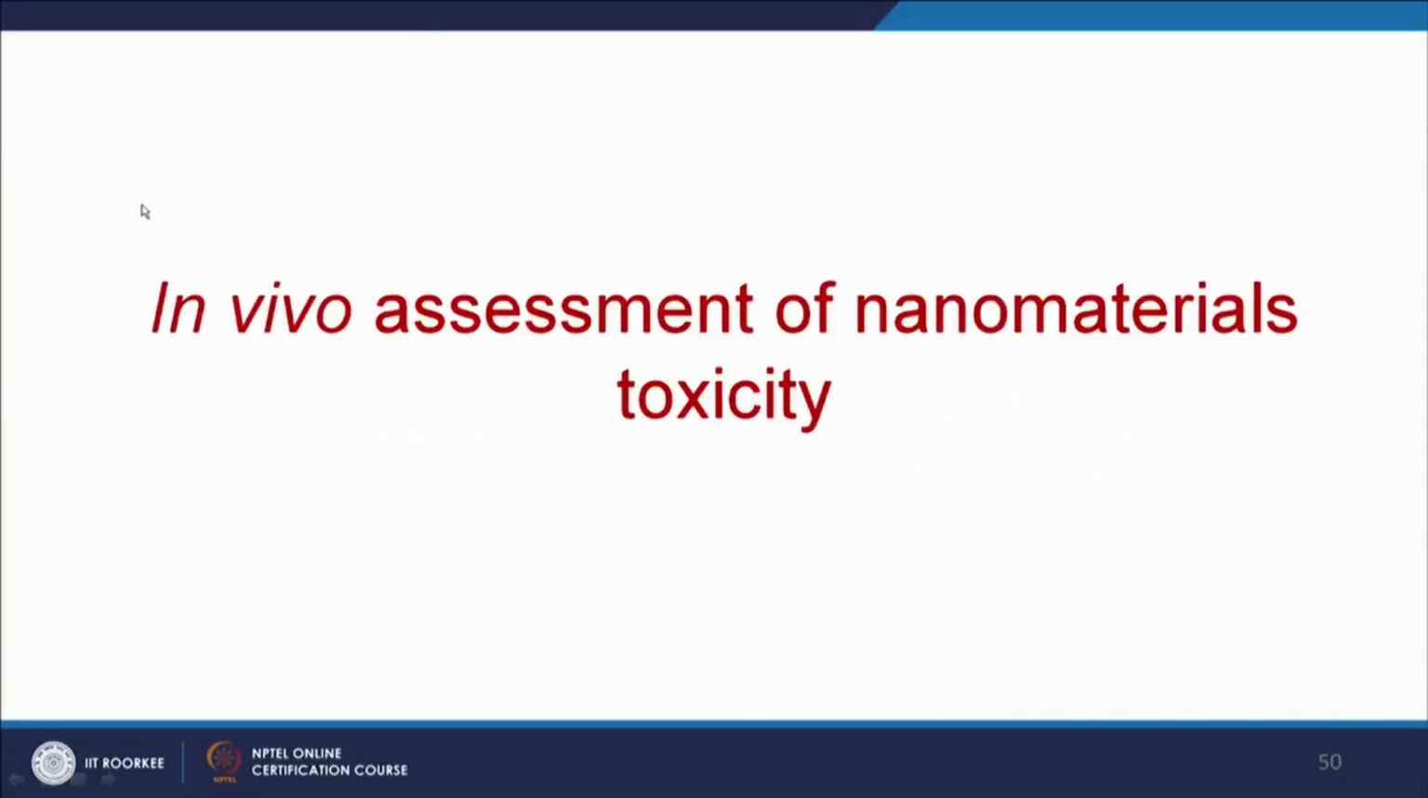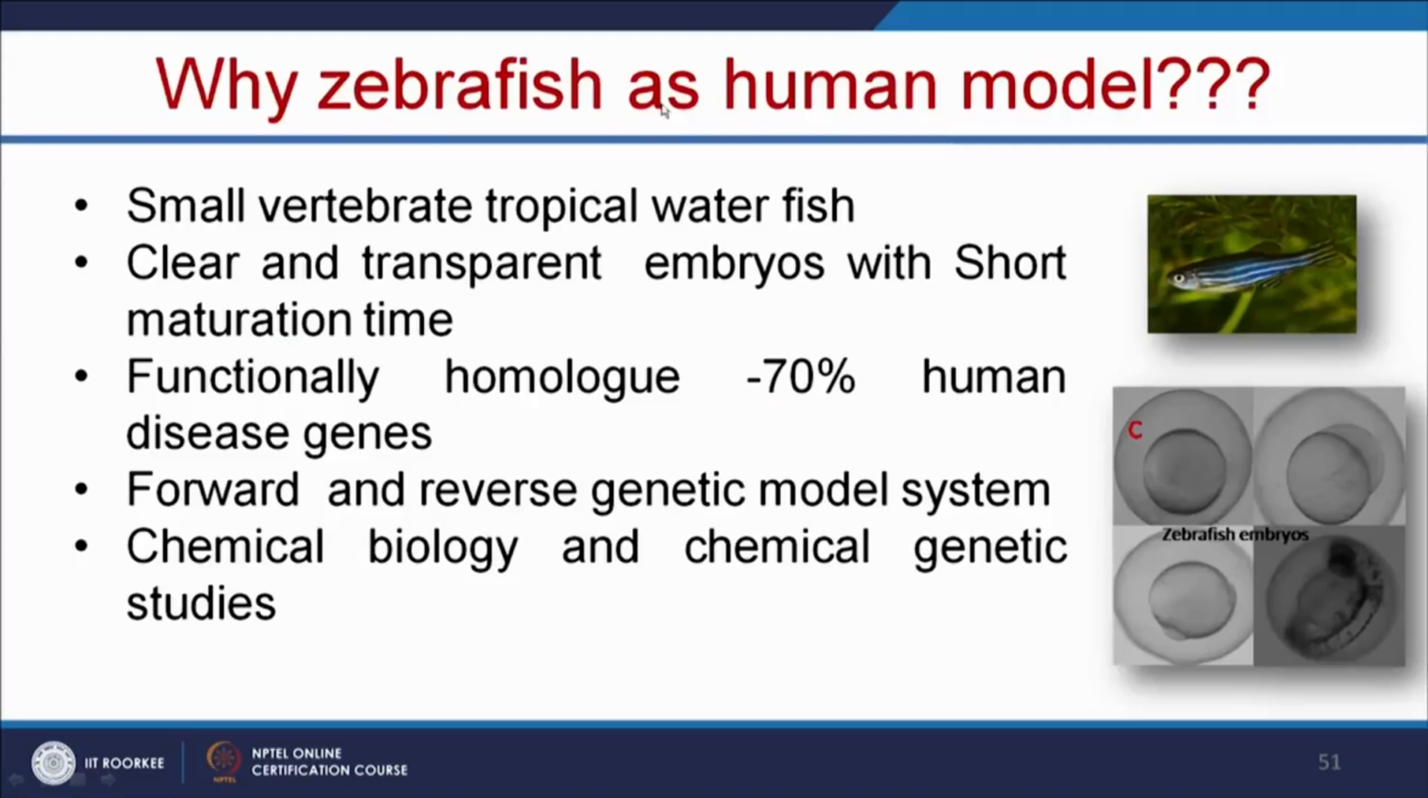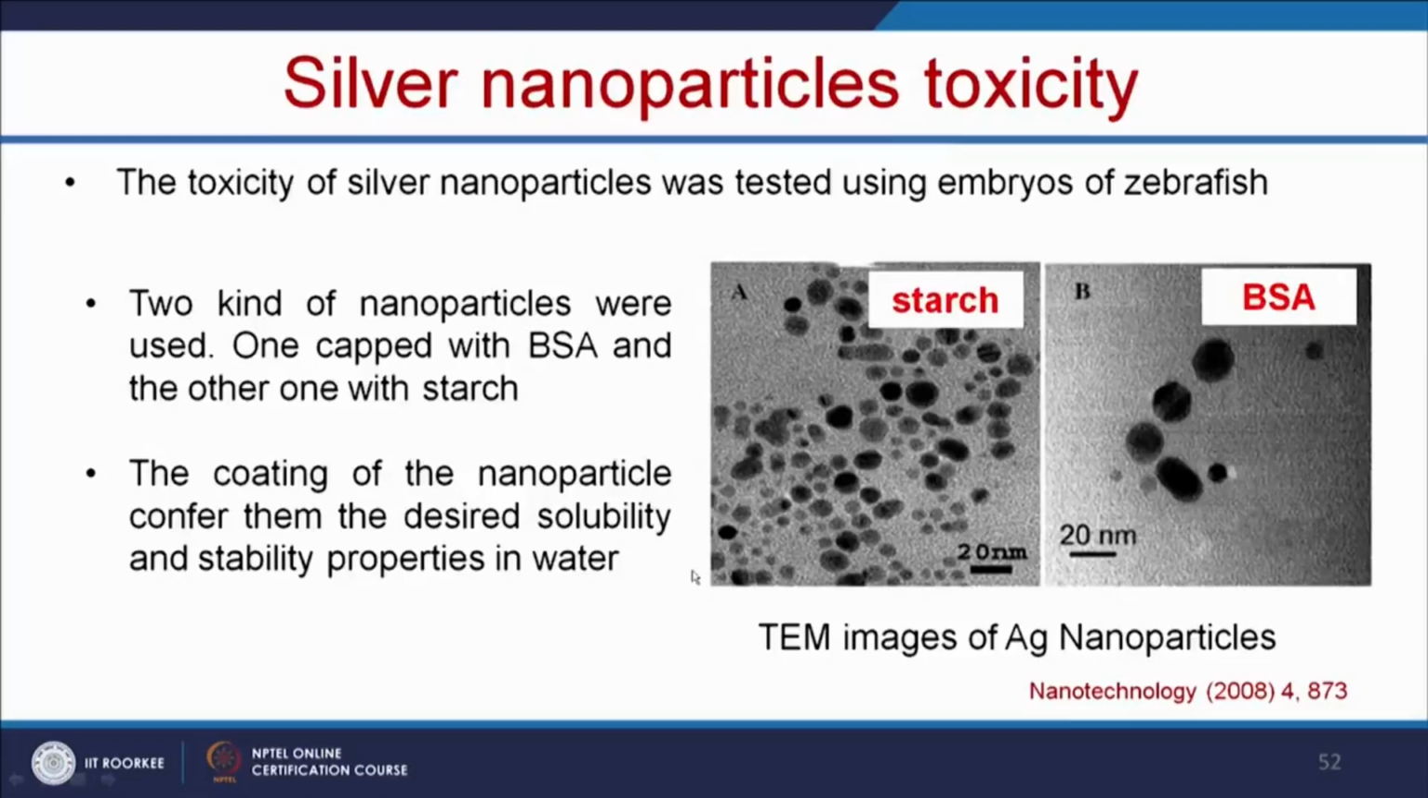So next one is in vivo assessment of nanomaterial toxicity. So why do we have to use zebrafish as a human model? Because it is a small vertebrate tropical water fish, okay. So it has clear and transparent embryos with a short maturation time, and is functionally homologous with almost 70% of human disease genes, and forward and reverse genetic model systems are possible here, and we can also do chemical biology and chemical genetic studies using zebrafish.